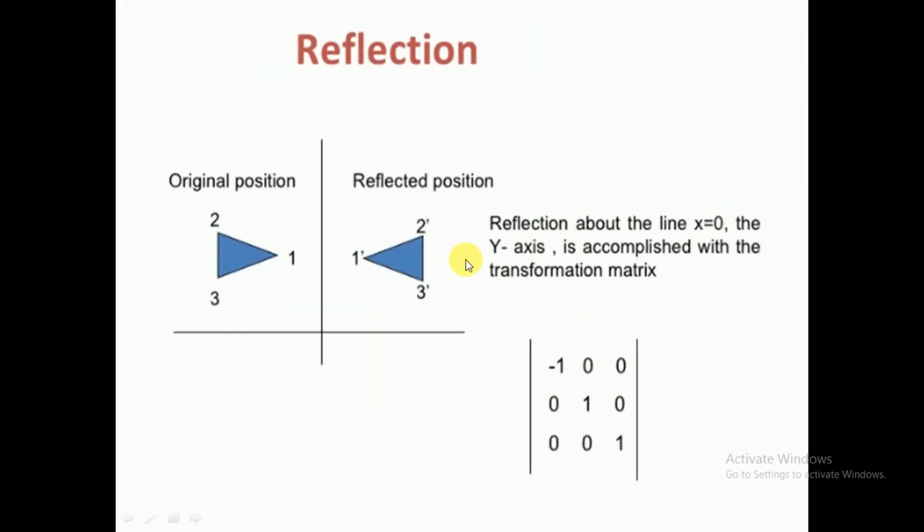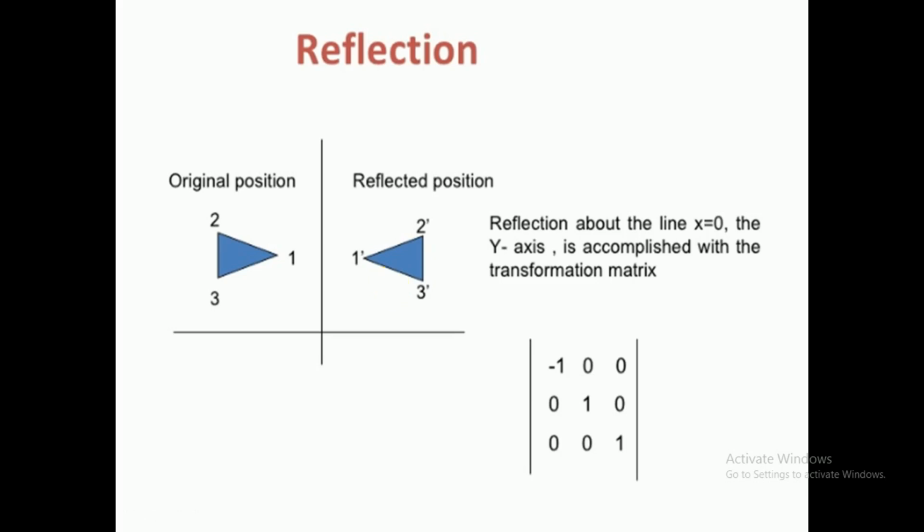Then the same for x equal to 0. Same means you want to reflect like this. The original object is reflected about the y axis. That's called the line x equal to 0. The y axis reflection is accomplished with the transformation matrix. At that time, x will change. If x is negative on this side, x will become positive on this side. There is no change in y value, that's why y remains the same. The y sign will not change, only the x sign will change. Right? This is the reflection.